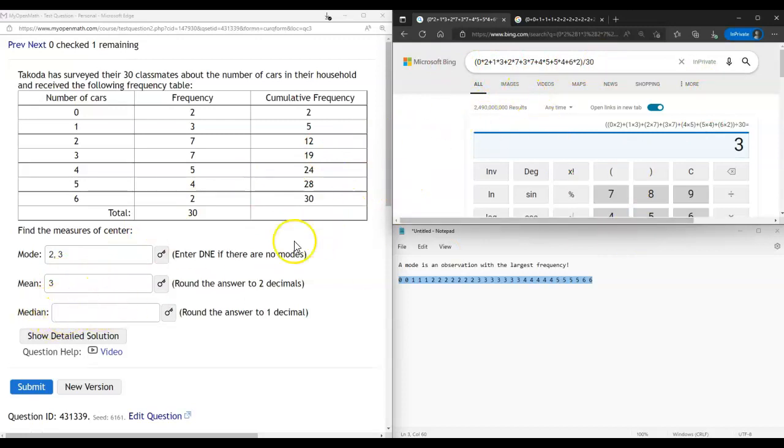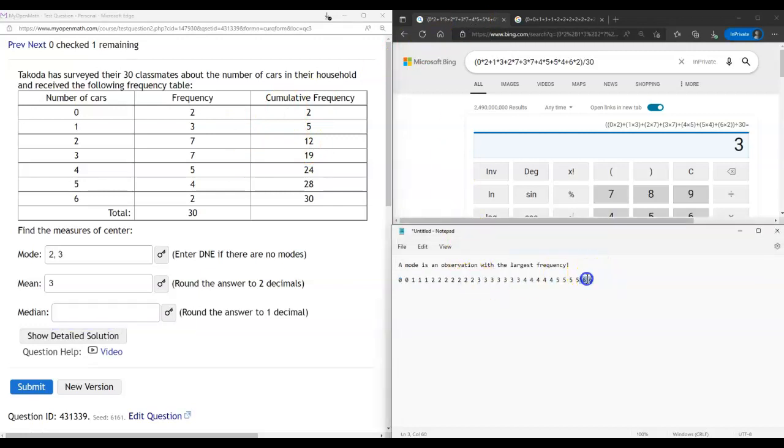Now, how do we compute the median? Well, the median is the middle number if you write all the numbers in order, or it's the average of the middle two numbers. Luckily, we already have done so. We wrote all the numbers in order. There are 30 of them.